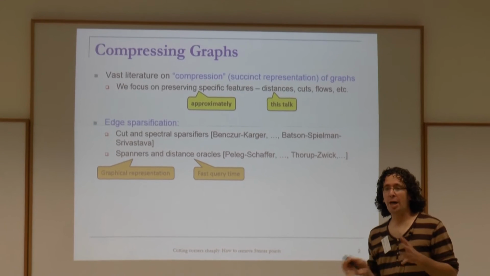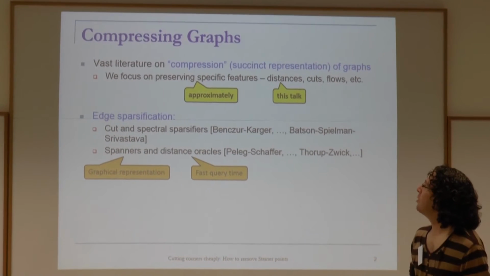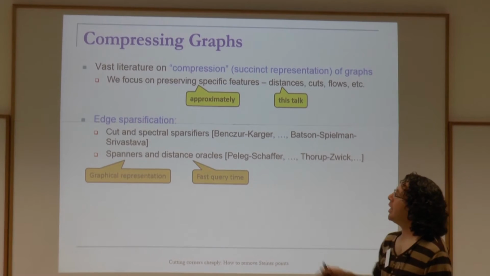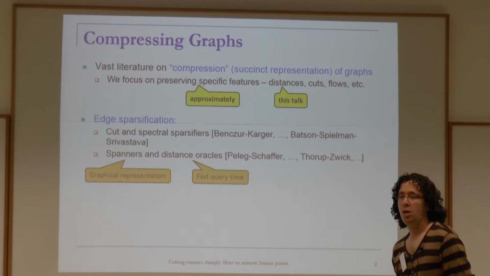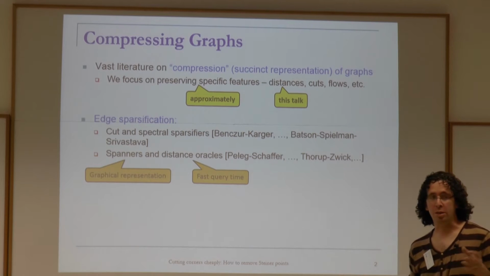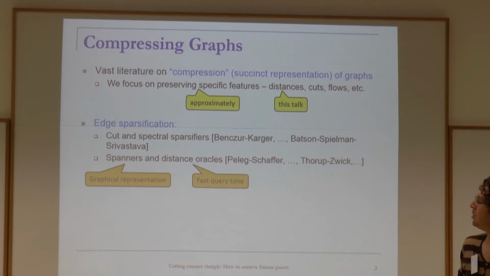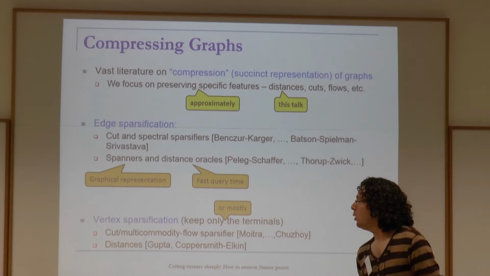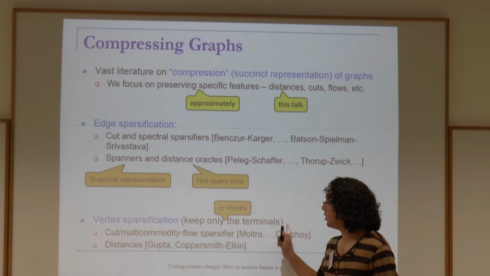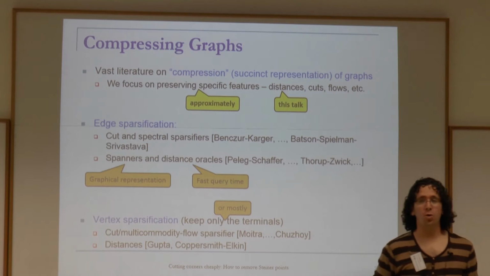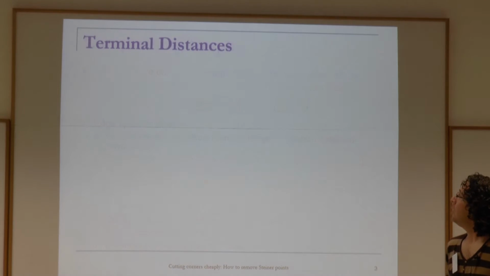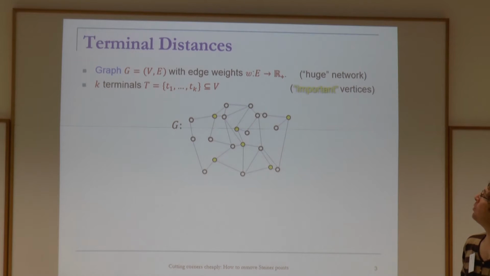Two variations of the problem of compressing graphs are edge specification, in which our goal is a small enough number of edges in the resulting graph, and vertex specification, where we keep only important or mostly important nodes, which we refer to as terminals. In this talk, we care about terminal distances.